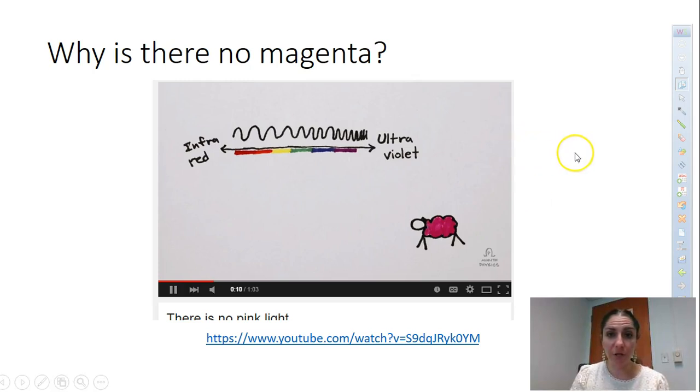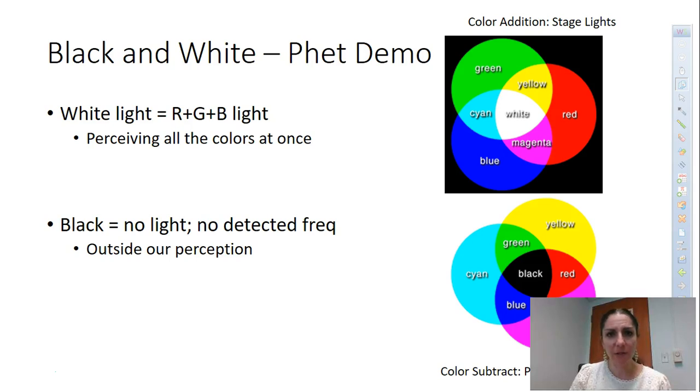So let's talk a little bit about why we don't see some of these colors. In fact, I'm going to skip that video for a second and talk about it. Now, what we see as white is our brains interpreting all colors at once. So white doesn't actually exist. Crazy, right? What it is putting three lights together.